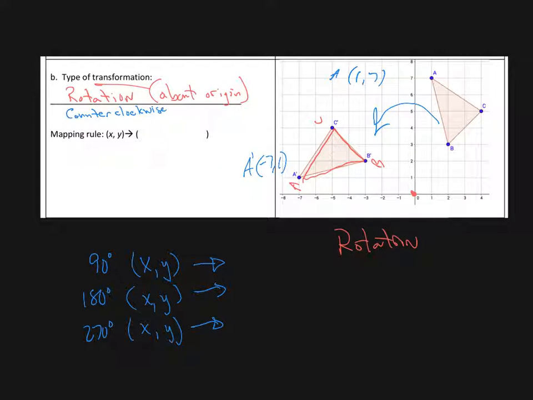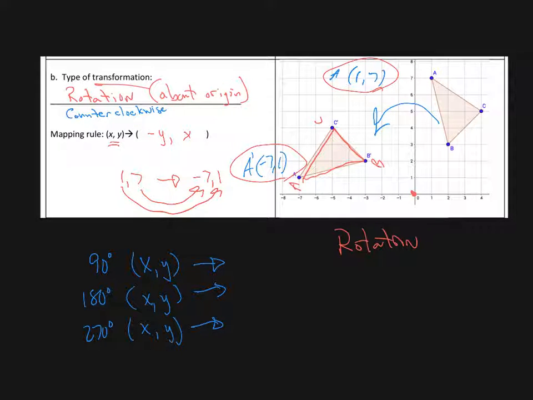If you take a look, A was at 1, 7, and A prime is at negative 7, 1. So if 1, 7 mapped to negative 7, 1, what happened to the x's and y's? The x's and y's obviously switched. Y went over to the x position. Y was originally positive, now it's negative. So I'll say that we went to the opposite of y, and then x went to the y value, and it stayed the same sign, so x just stays x.